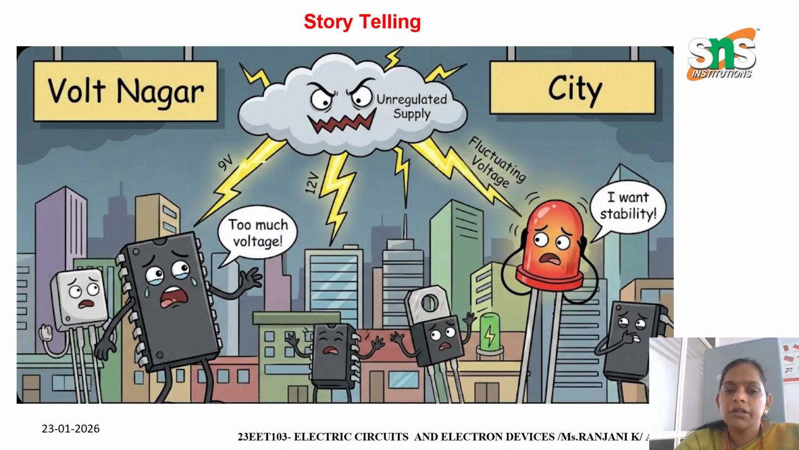So in order to maintain the circuit or whatever electrical component safety, we have to maintain the voltage without fluctuation. So voltage regulation is mandatory. So let us see what voltage regulation is.